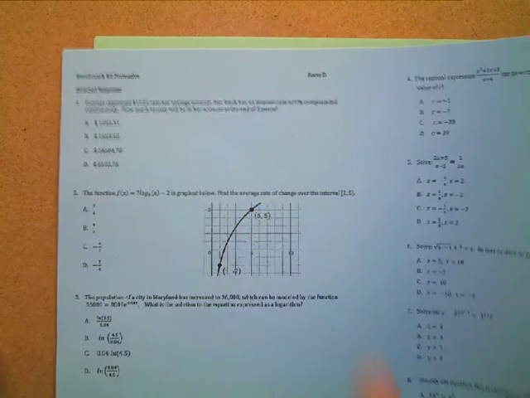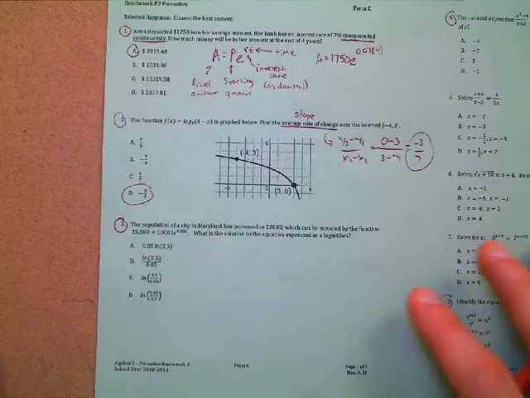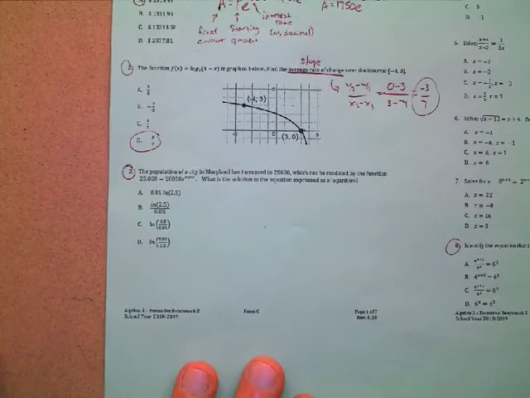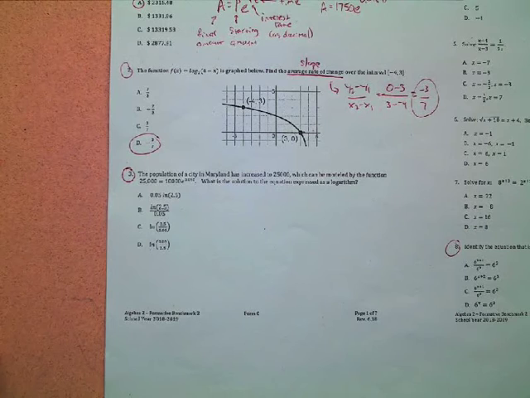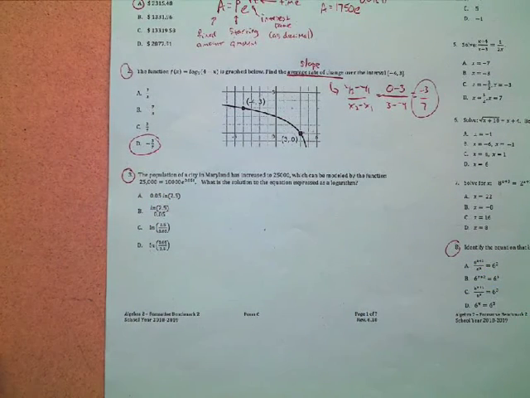So again, you can count it out. All right. Number 3, the population of a city in Maryland has increased to 25,000, which can be modeled by the function 25,000 equals 10,000 e to the 0.05t. What is the solution to the equation expressed as a logarithm?